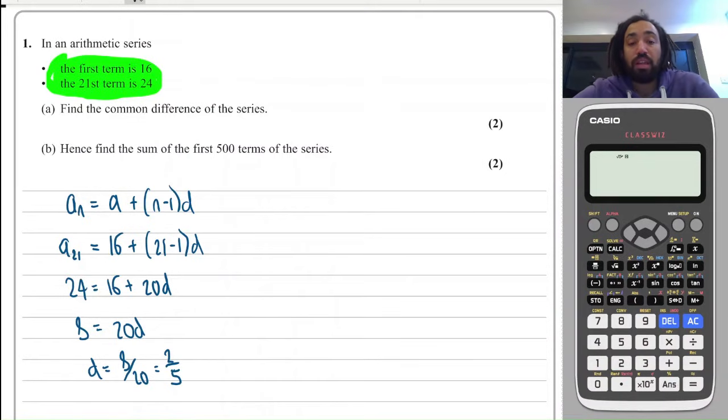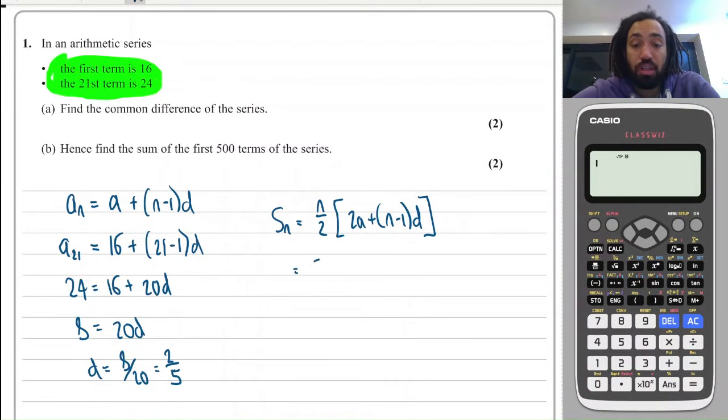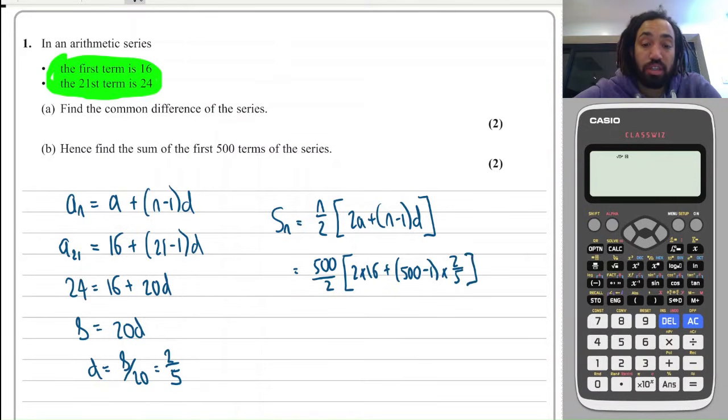5. The summation formula is given. That's Sn is equal to n over 2, open brackets, 2a plus n minus 1 multiplied by d. And we just have to apply this, and it's asking for the first 500 terms of the series. So 500 over 2, open brackets, 2 times the first term is 16, so 2 times 16, plus 500 minus 1 multiplied by 2 over 5, which was the d value which we found from the last time.